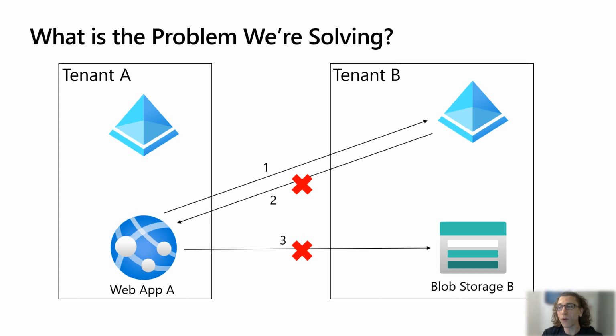And at this point, web app A is out of luck because blob storage B is protected by Azure Active Directory, and specifically the instance of Azure AD for tenant B. So if blob storage B is only accepting traffic that's authenticated by its identity provider, and web app A can't get an access token from that identity provider, there's no way that web app A can talk to blob storage B.